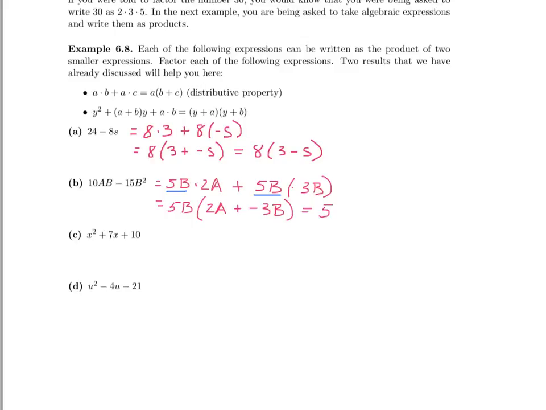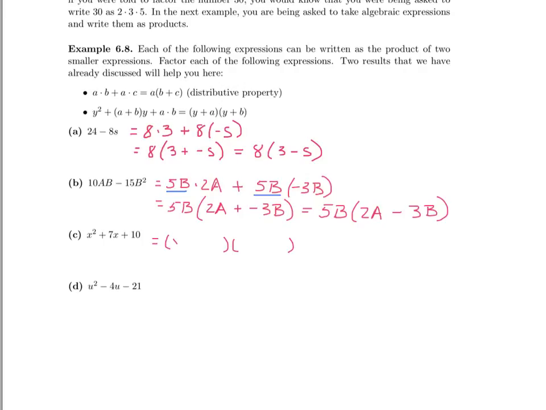We would normally write this as 5b times 2a minus 3b. Now let's look at part C. Notice that part C has the same form as this expression up here, because we have a variable squared, and then we have a middle term that involves one factor of the variable, and then we have a constant term. So we should be able to factor this expression into this form. In other words, we should be able to factor it into two sums.